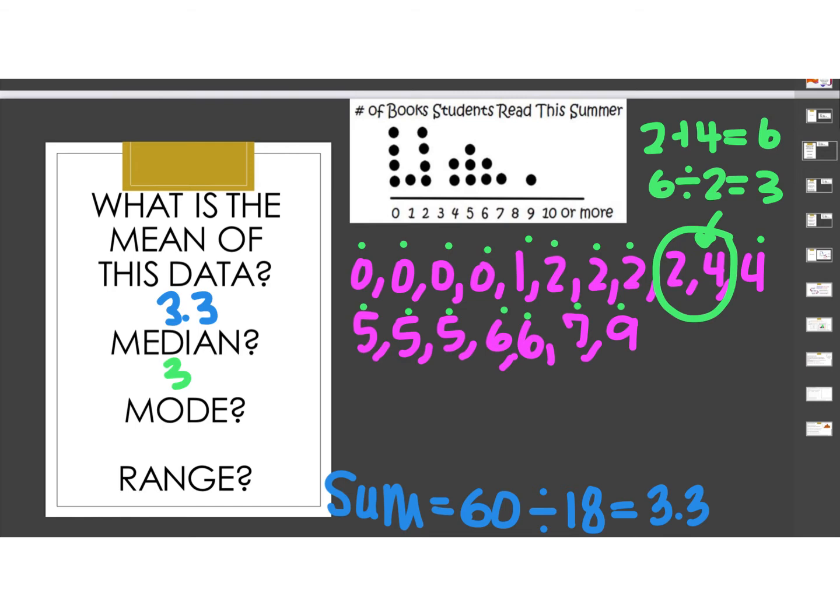The mode, that's the number that occurs the most. It's probably going to be easiest to look back at your table for this, or dot plot. You can see we had 4 students that read 0 books and also 4 students that read 2 books. So that is going to be our mode, both of those numbers, which is 0 and 2. And then lastly is our range. Remember, to find our range, we take our largest number, which is 9, and subtract our smallest number, which is 0. 9 minus 0 gives us 9, so our range here is 9.